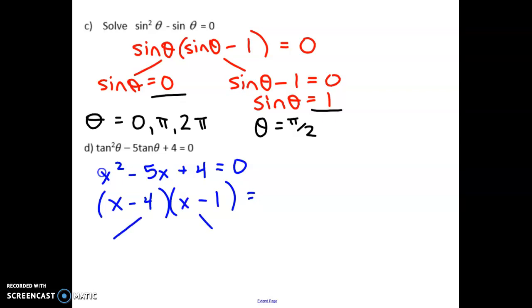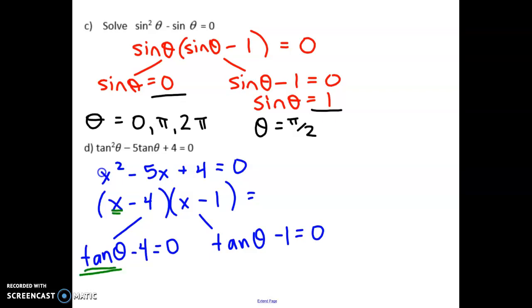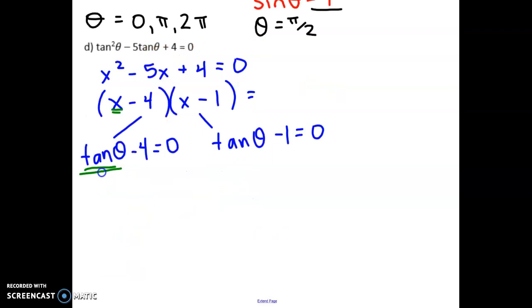So what this actually means is that tan theta minus 4 equals 0, and tan theta minus 1 equals 0, because remember, it wasn't actually x we were talking about, it was tan. So I've factored it. Now tan needs to be by itself, so we can just add that 4 and add that 1 to the other side. So we get tan theta equals 4 and tan theta equals 1.